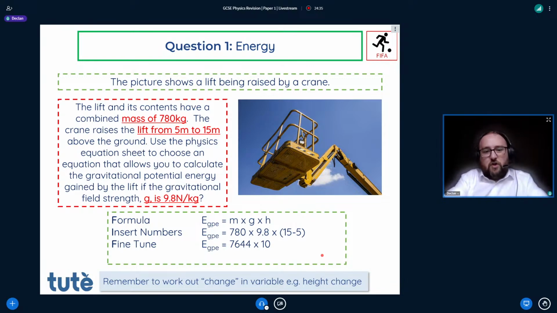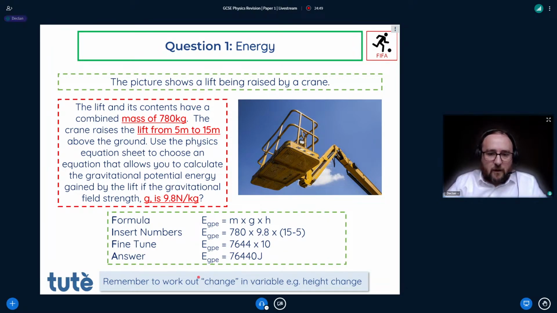Don't type anything into your calculator until you've got things written down on your page, because then you can see, right, I've written it. It's exactly what I've written in my calculator that's written down on my page. And then we write down our answer. So FIFA, the last step is our answer. So the gravitational potential energy is 76,440 joules. It's an energy, so we know it's measured in joules. You may get a mark for the answer, for the units.